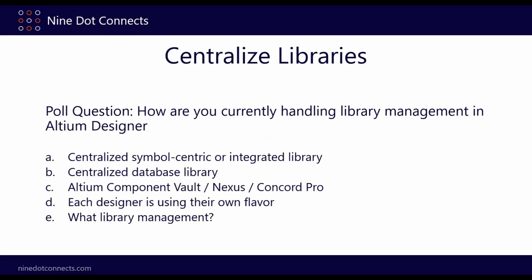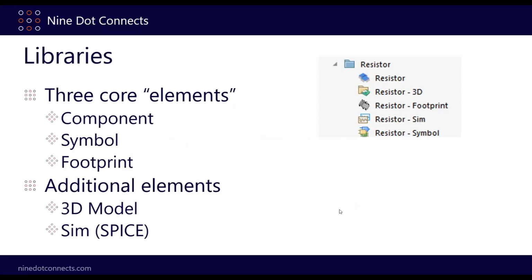So let's throw out there what you can do with the libraries in Concord Pro. So let's talk about that first. In Concord Pro, libraries are basically 3 core elements. You start off with a component, and you link a symbol and you link a footprint, much like a database.